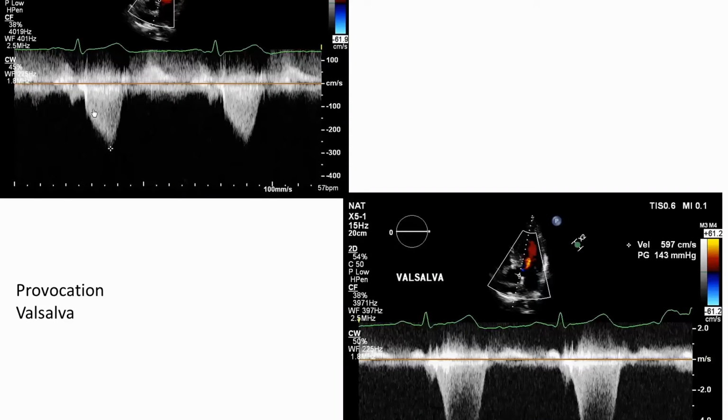Here's another patient where the gradient at rest was only about 30 with a classic dagger-shaped profile, and then with a Valsalva, it really increased way up. So there's a variety of ways in the echo lab you can do provocation. Valsalva is the commonest. Nitrates used to be used, not so much now.